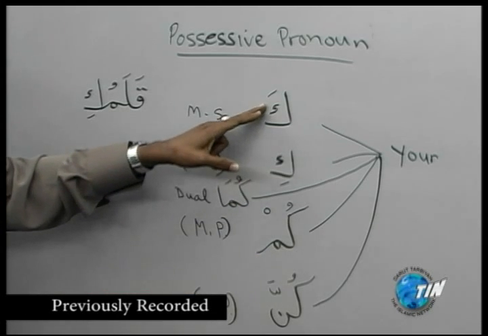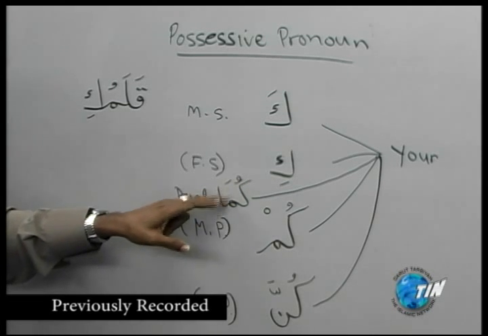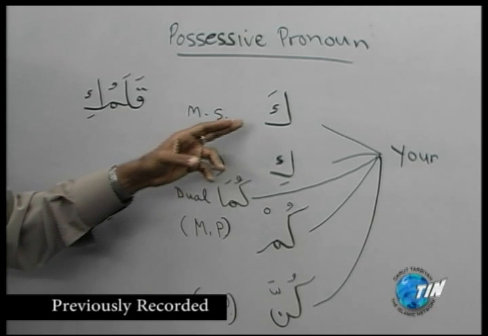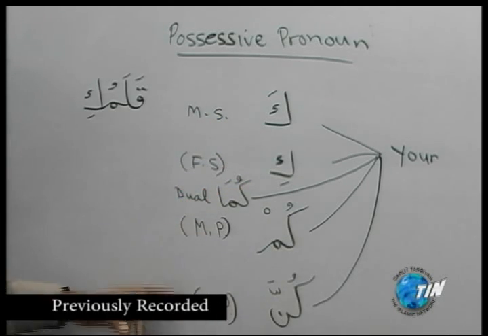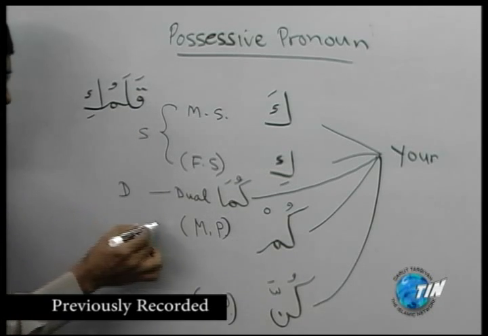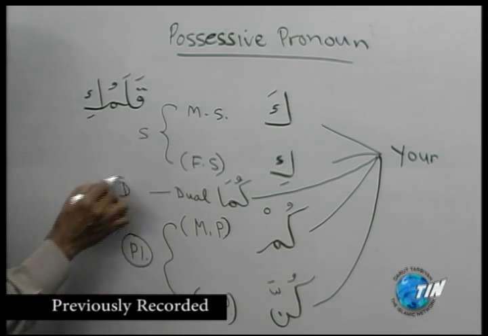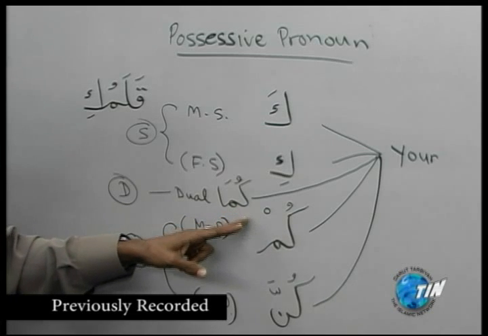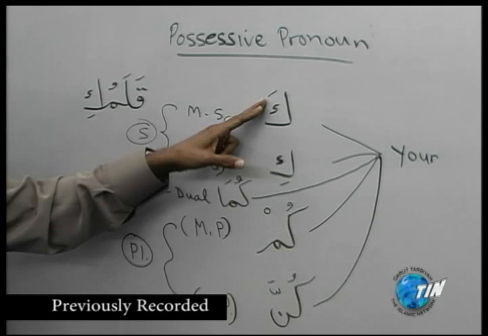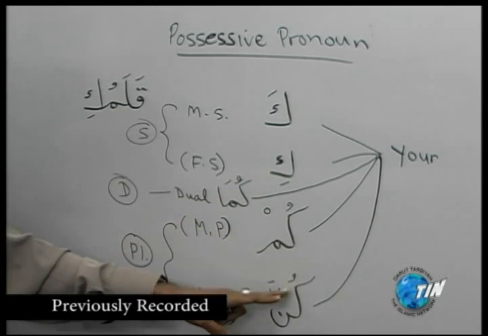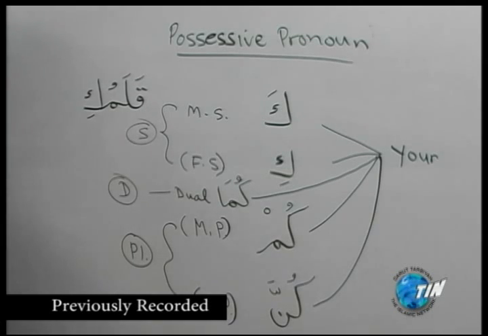So we have ka, ki, kuma for two. Remember we said we have three numbers. So you have singular, and we have the dual, and we have plural. Two of them are plural. On this side, this is singular, this is dual, and these two here are plural. Notice with all of them, you have a kaf. They all begin with kaf. This one has a fatha for masculine, kasra for feminine. This one is kuma, and we have kum, and here is kunna. Those are the possessive pronouns for the second person.